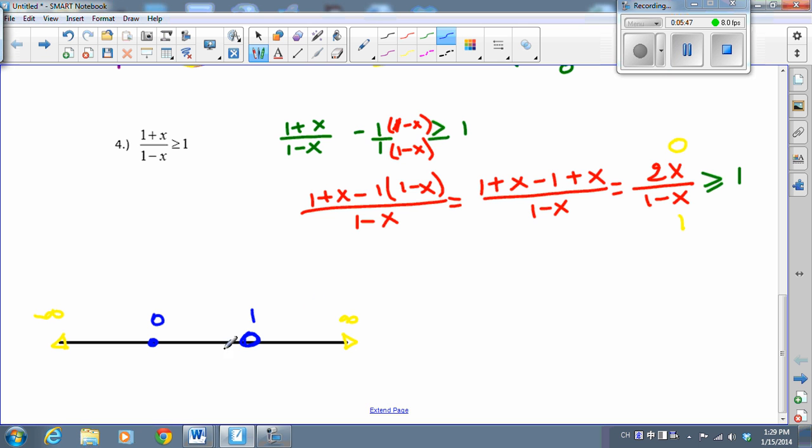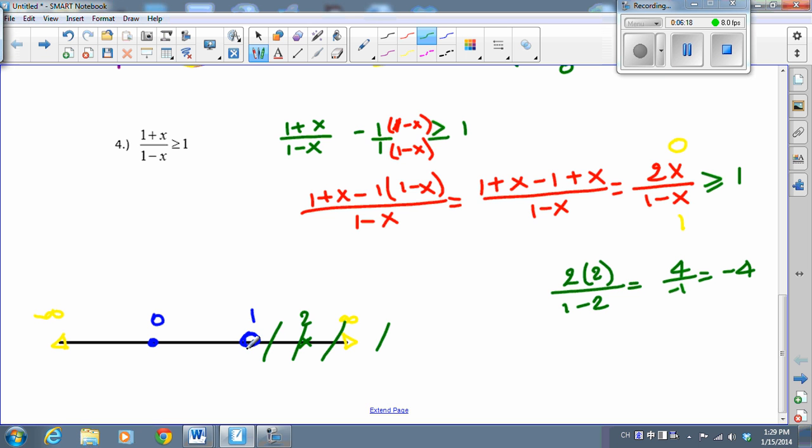Now let's use the test point. Let's go ahead and plug in. I'll pick a value on the right side. Why not? A value here, such as 2. If I plug in 2, I will have 2 times 2 over 1 minus 2, which is 4 over negative 1, negative 4. Is this greater or equal than 1? Obviously it's not. So your solution is not where the 2 is included.